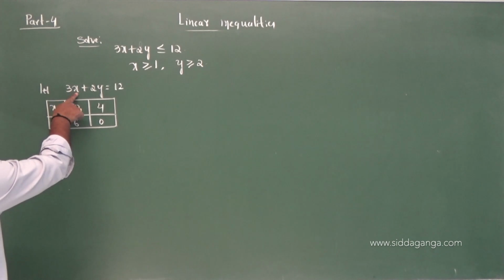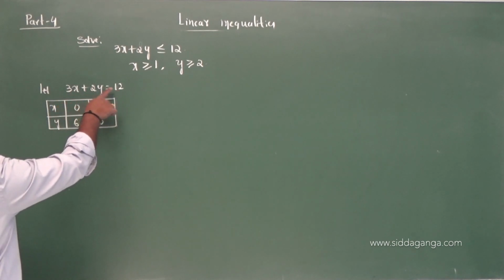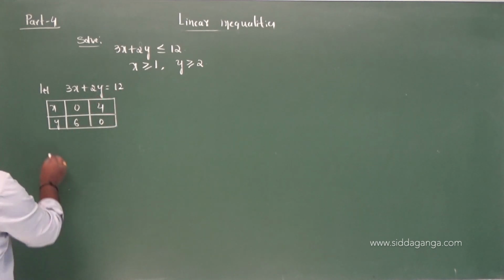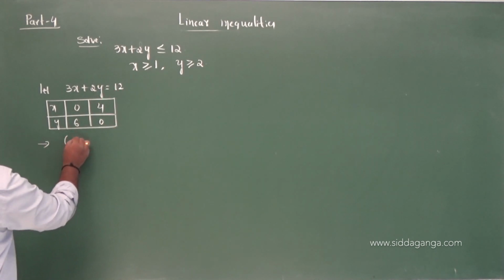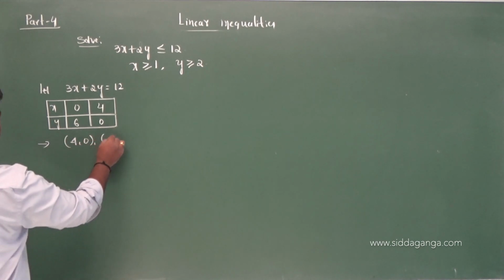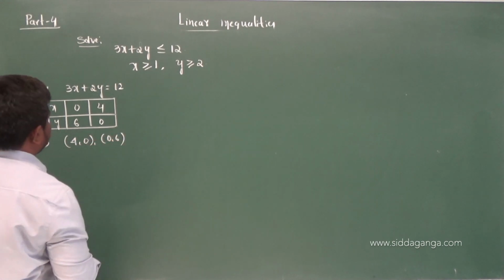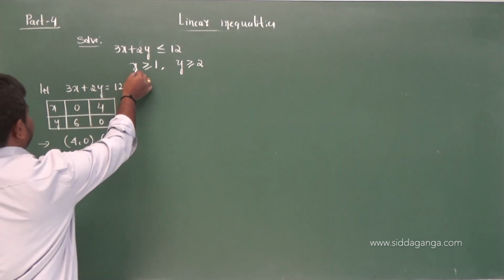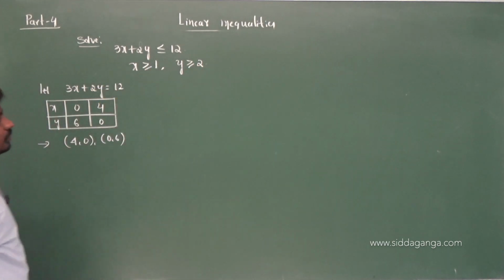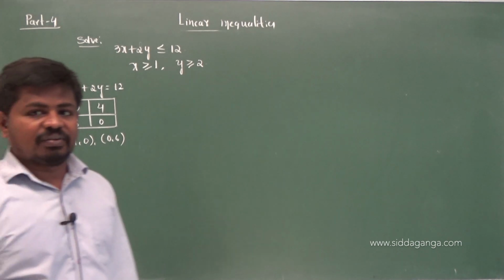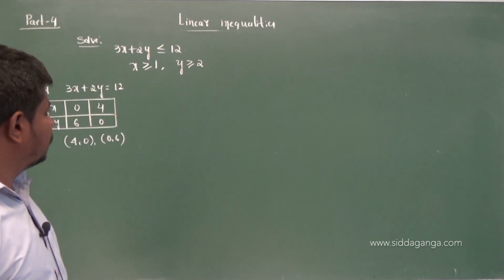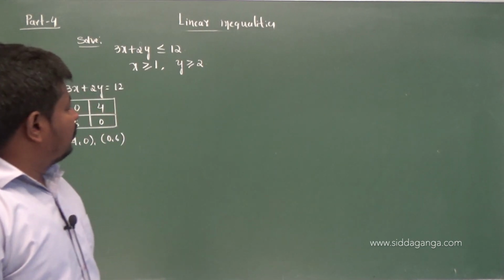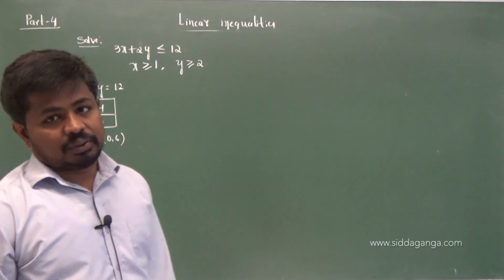When x is 0, 3 into 0 is 0, 2y is equal to 12, y is equal to 6. When y is 0, 3x is equal to 12, then x is equal to 4. So this line passes through (4, 0) and (0, 6). For the second inequality, the line x equal to 1 passes through (1, 0) and y equal to 2 passes through (0, 2).